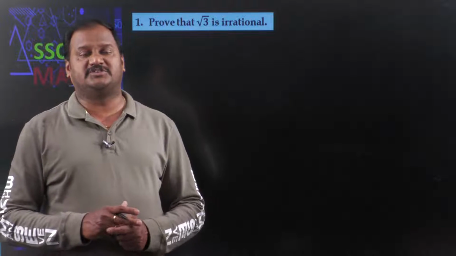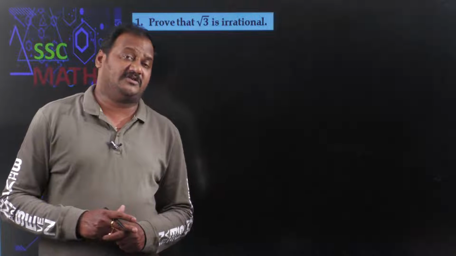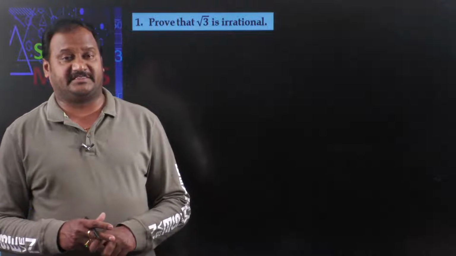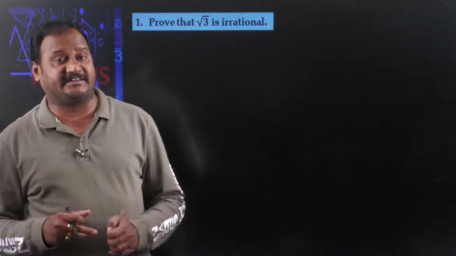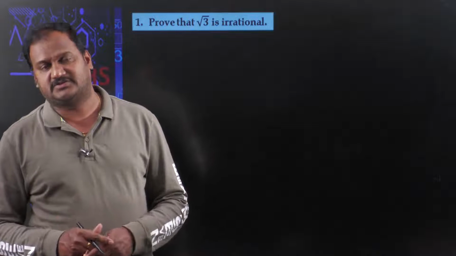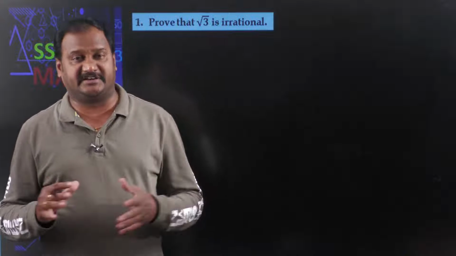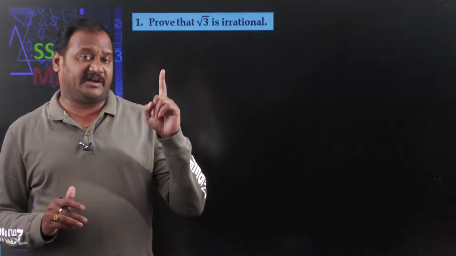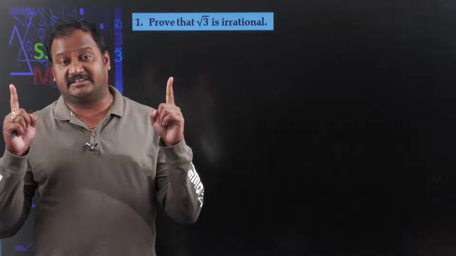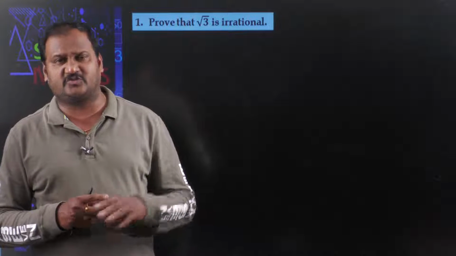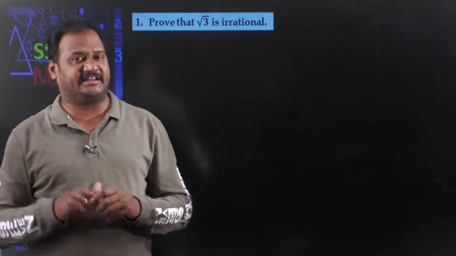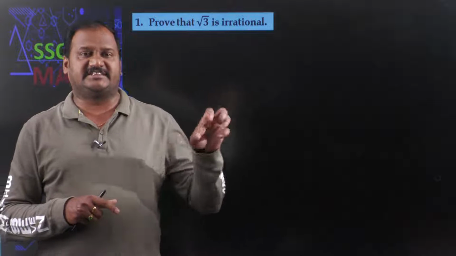In order to prove this, I would like to introduce one different method, which is called the indirect method of proof. In mathematics there are two types of proofs to prove any mathematical statement. One is the direct method of proof and the second is the indirect method of proof. So what is the direct method and what is the indirect method of proof?